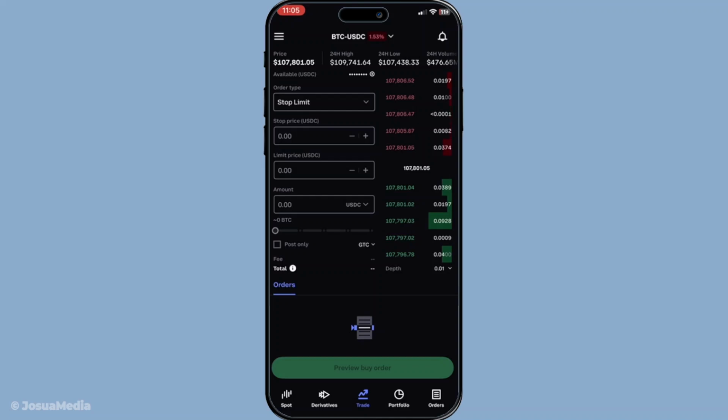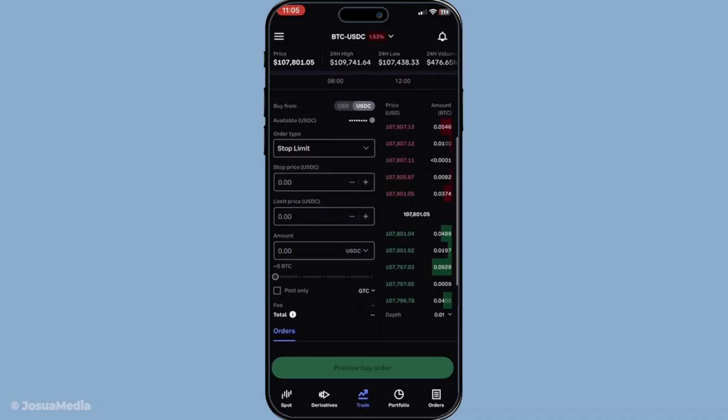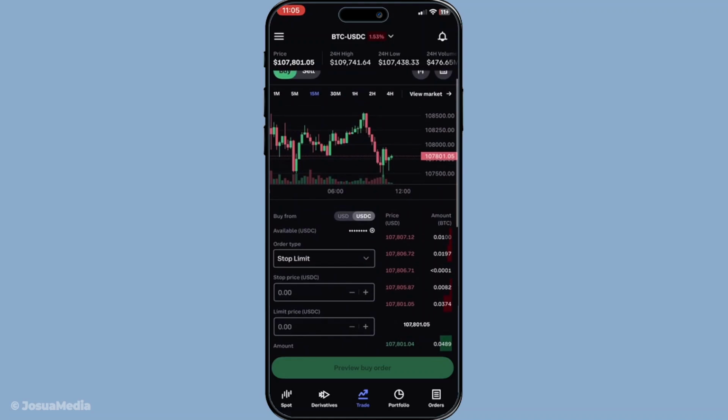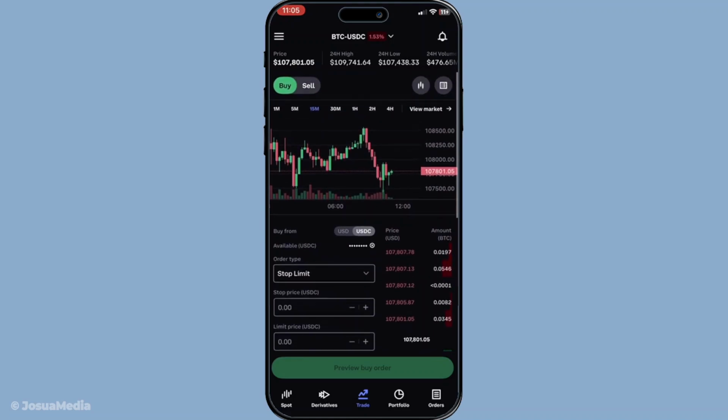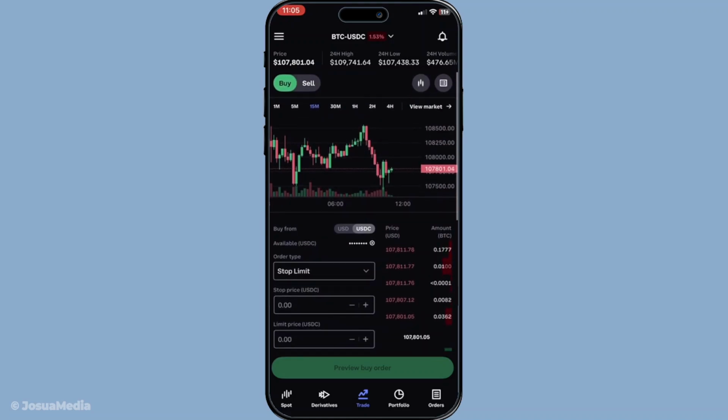Now let's clarify what happens next. When the market drops to your specified stop price, your sell order is automatically triggered. This means you don't have to constantly monitor the market, providing a safety net against drastic losses. If the price continues to fall, your order will execute at or above the limit price you set, ensuring you don't sell for less than you're comfortable with.